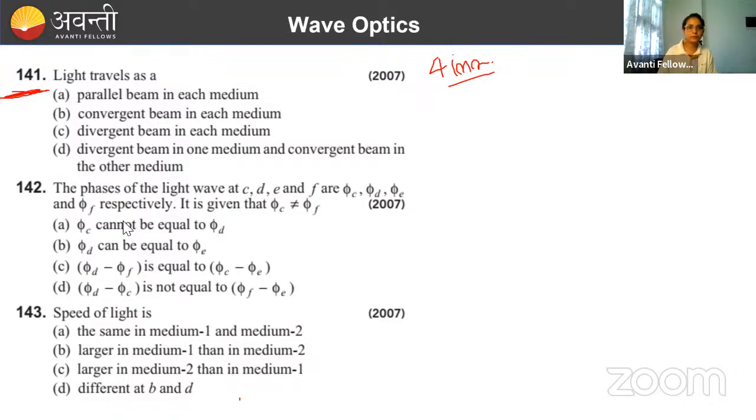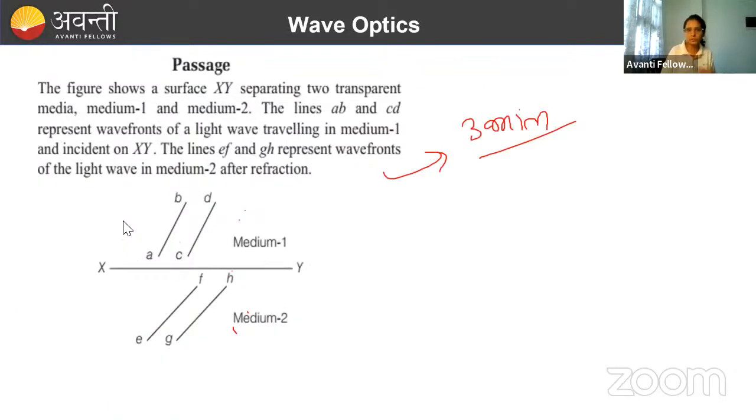Let me go to the diagram first. So here you can see the wavefront. What is wavefront? Wavefront is a surface of constant phase. Yani ki whatever light is here, or here, all are having the same phase. So phase of A is equal to phase of B. First from the basic definition. Also phase of E is equal to phase of F. And similarly, phase of C will be equal to phase of D. Phase of G will be equal to phase of H. Because wavefront is what? It is a surface of constant phase.